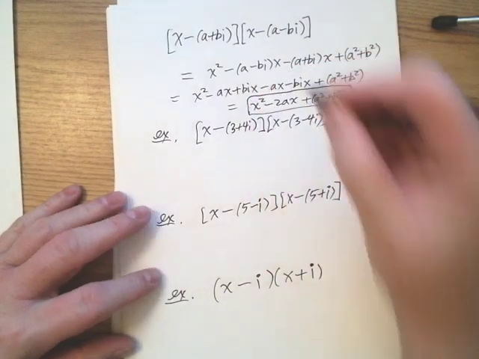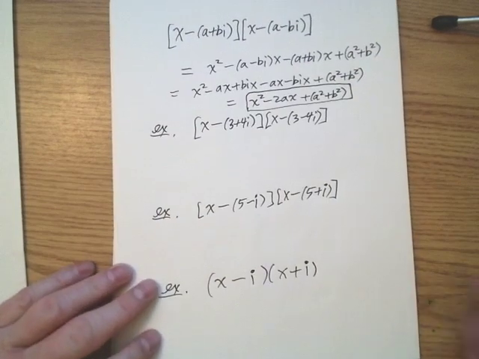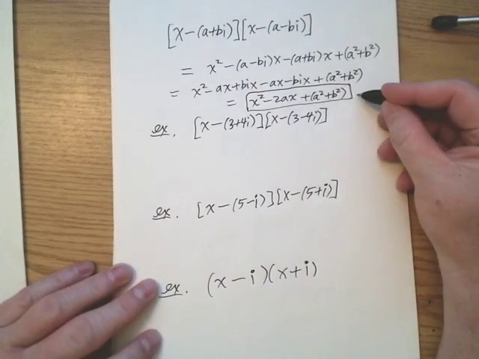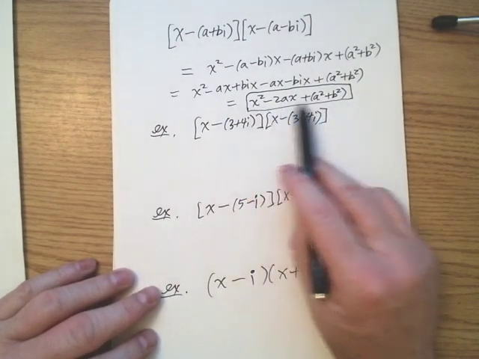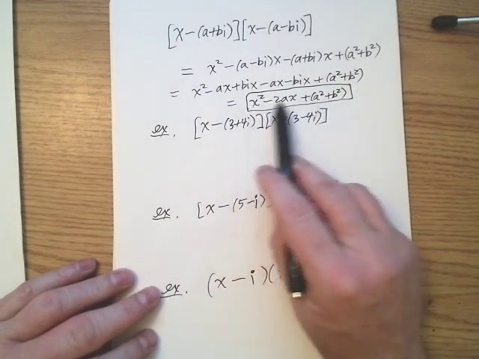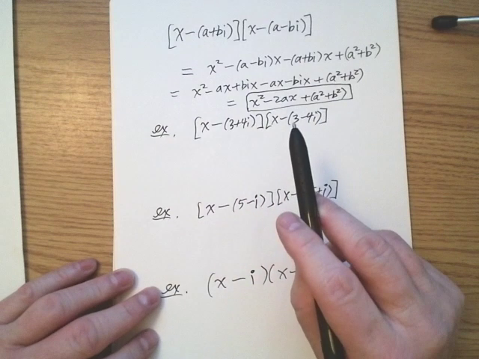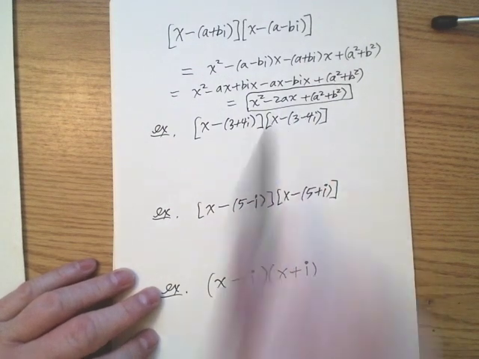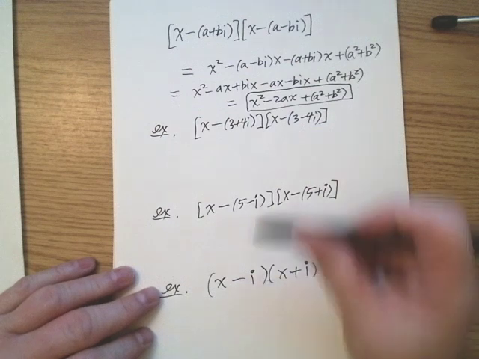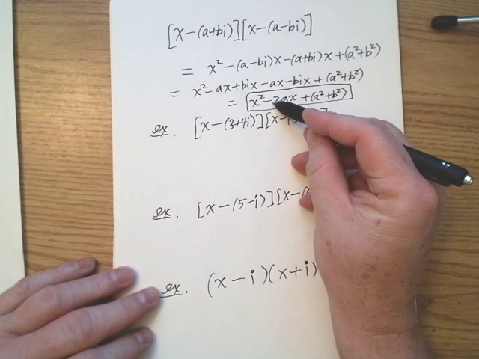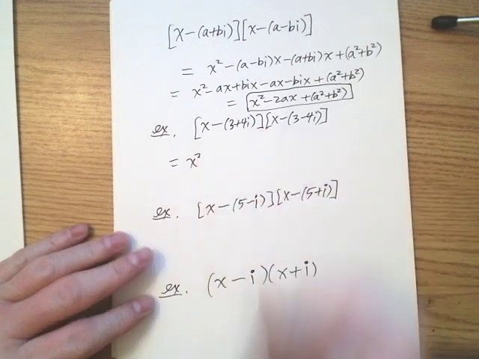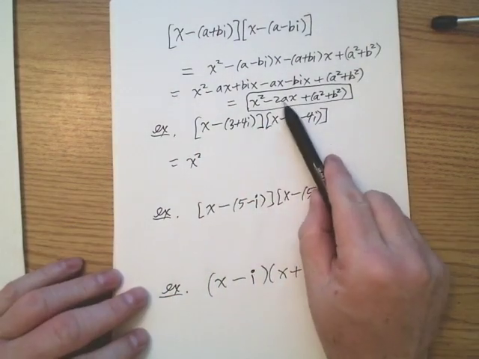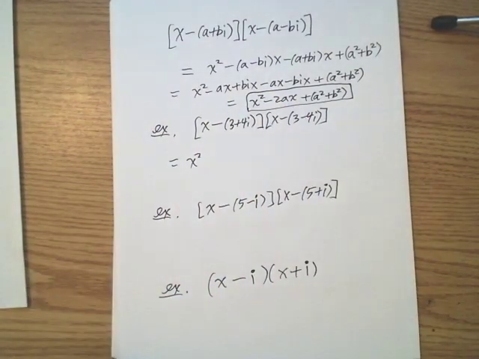Okay? There it is. Notice that this is a real polynomial, right? A is real and b is real. So every single coefficient in this quadratic polynomial, second degree polynomial, is a real number. What is the middle term? It's -2 times whatever a is.